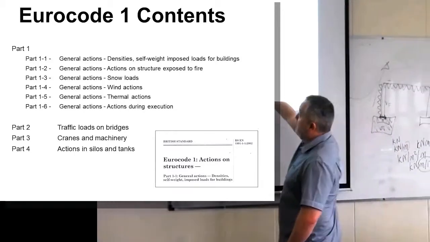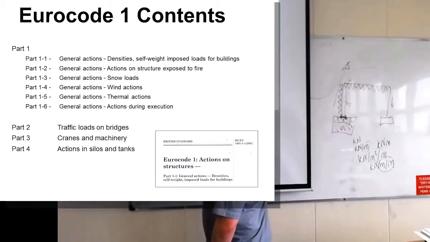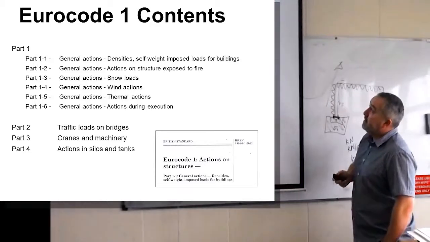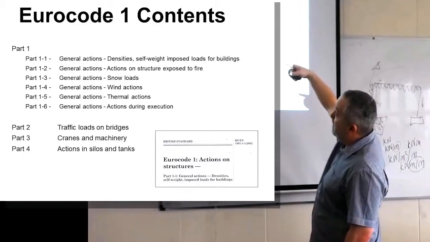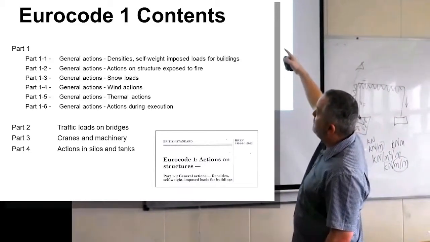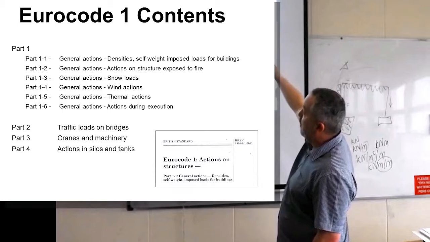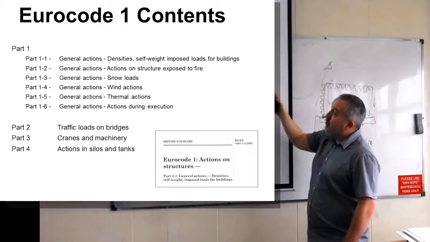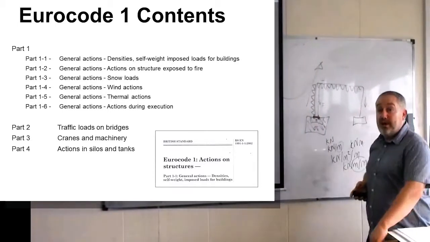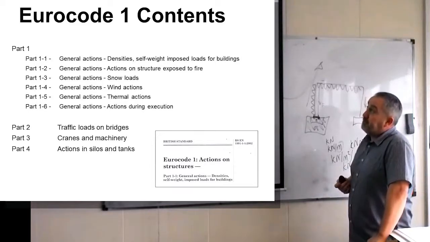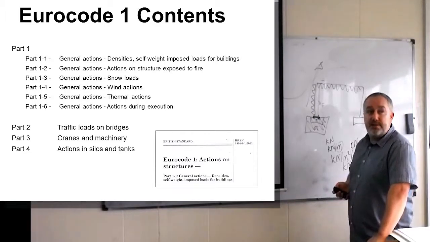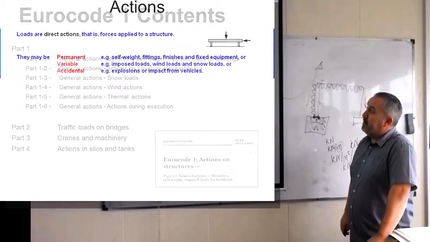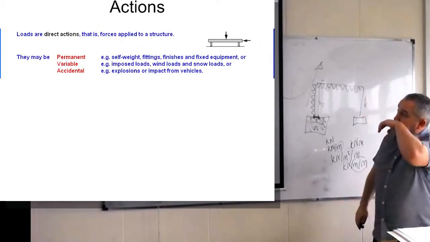We do look at bridges, cranes, silos and tanks. But what we're looking at is part 1, and you'll find that we're mostly just in part 1.1 and 1.2. In one of your other modules, you'll be doing wind loads and possibly snow loads. I think it's in the project module that you'll be doing that.